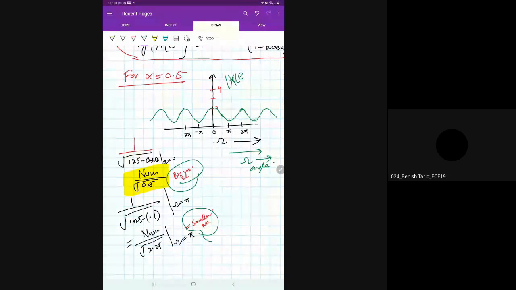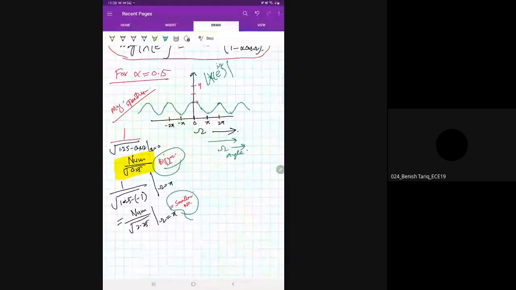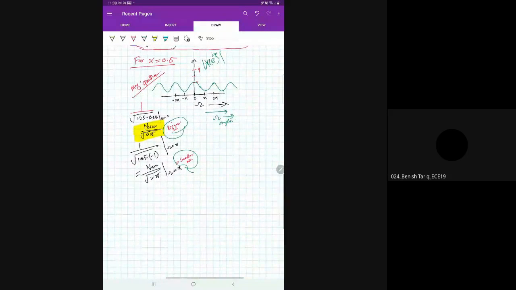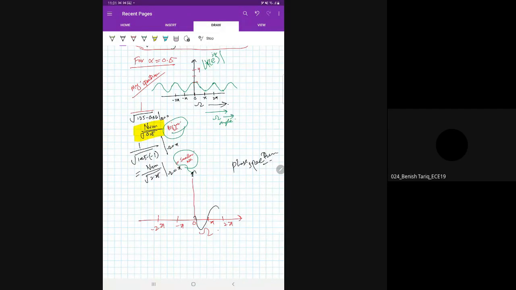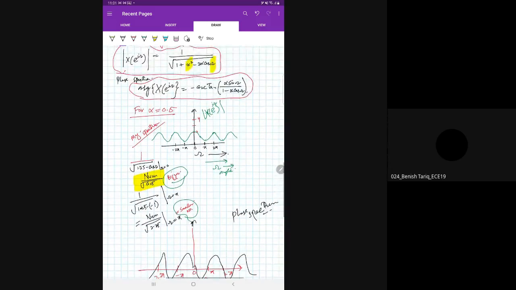X of e raised power j omega. ठीक है, ये है मैग्नीट्यूड स्पेक्ट्रम, this is magnitude spectrum actually. Similarly, the phase spectrum is also plotted in this fashion. Phase spectrum भी ऐसे ही होगा, something like this. Okay, मैं कोशिश करूंगा, I will plot this equation in the MATLAB. If I am successful in plotting it in the MATLAB, I'll definitely show you how it will go.